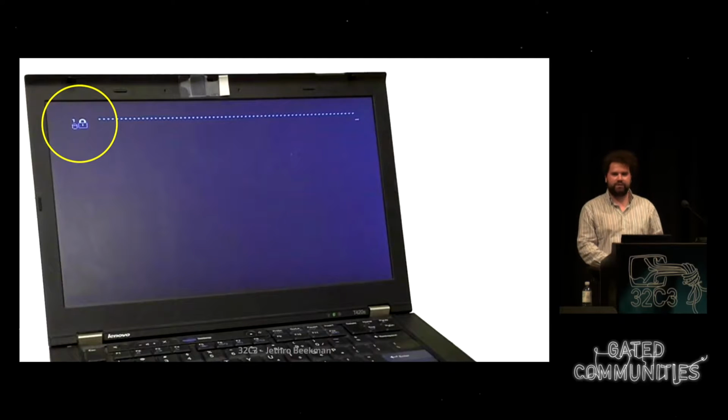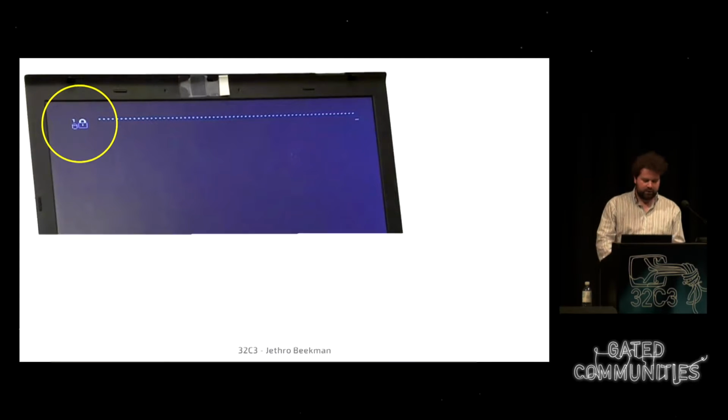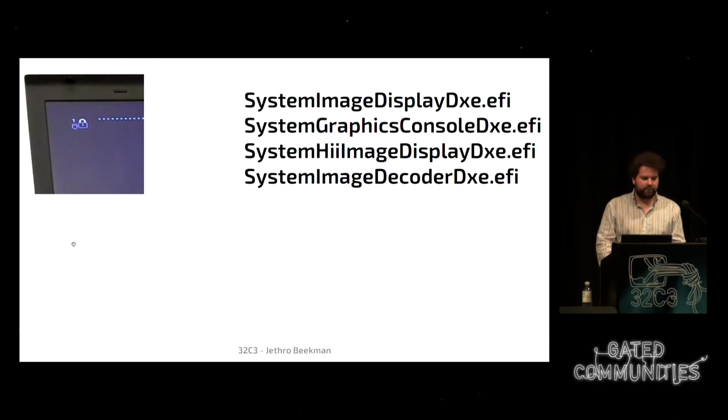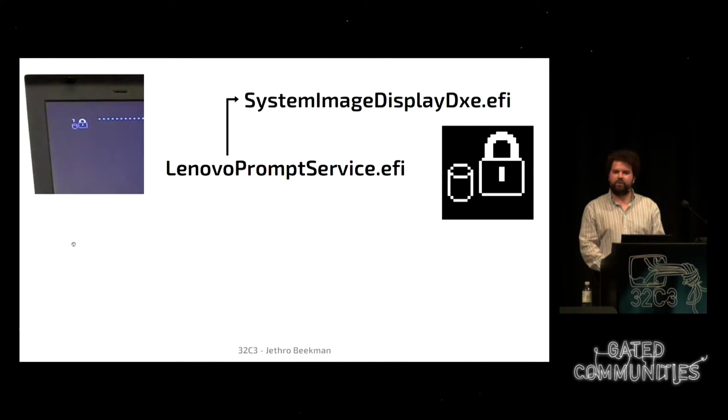So let's take a look at the different modules that might have something to do with images and graphics and things like that. It turns out there's only 4 of the 281 that have a file name that seems to correspond to something with graphics or images. And of these, the first module is called by another module, which is Lenovo Prompt Service. And Lenovo Prompt Service contains in one of its data sections this image over here. So now we know that we found something that has to do with the password prompt.